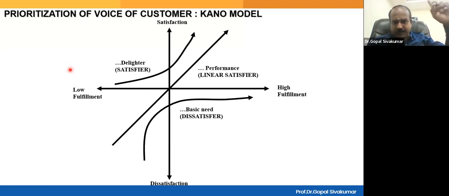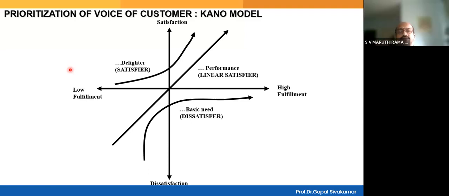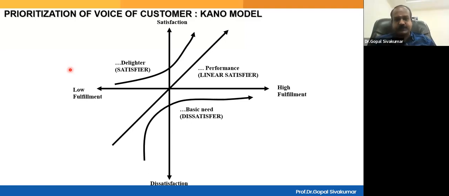Why the curve is above, why it is below, but one is going above also, below also. What is that? Linear satisfaction. Linear features or performance features. They are called linear satisfiers because they sometimes improve the satisfaction, sometimes pull down the satisfaction.